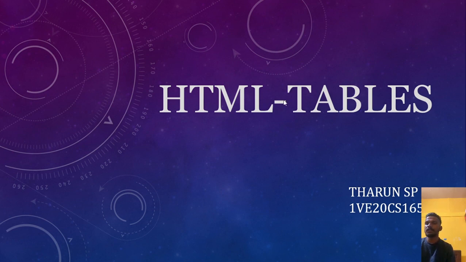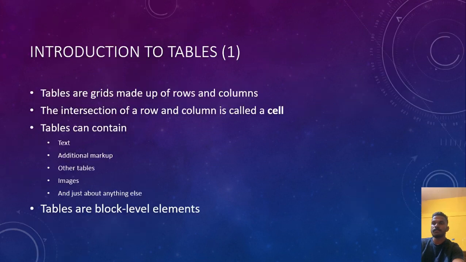In this video, let's learn about HTML tables. So, introduction to tables. Tables are grids made up of rows and columns. The intersection of a row and a column is called a cell. Tables can contain text, additional markup, other tables, images, and just about anything else. Tables are block level elements.